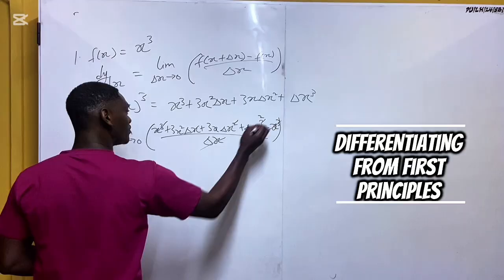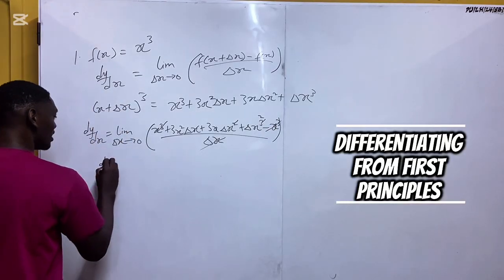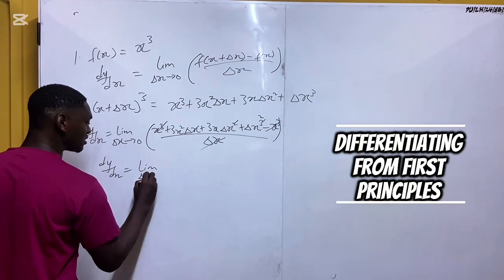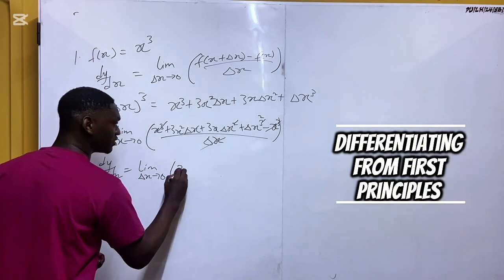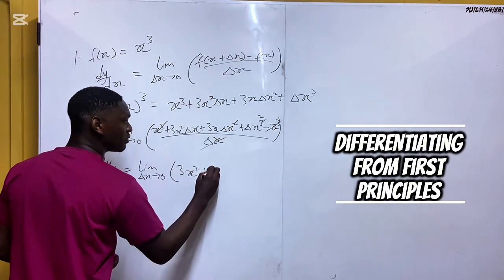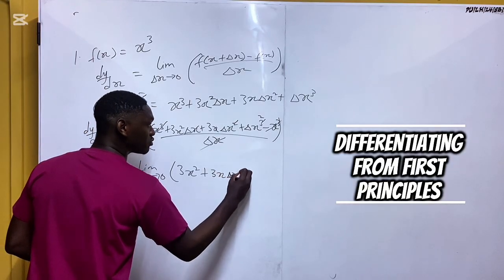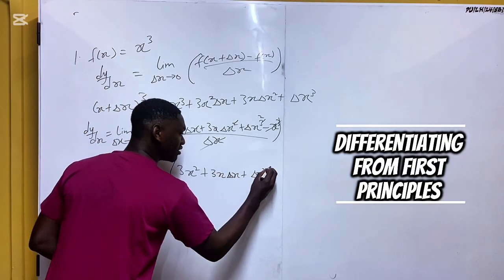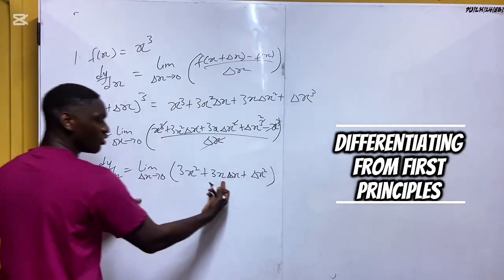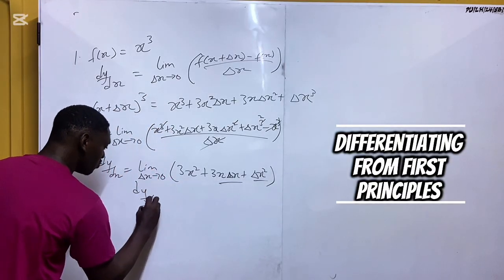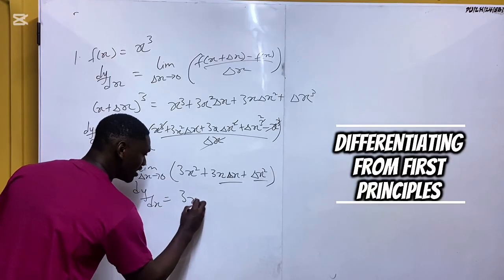So that we get dy over dx to be the limit as change in x approaches 0 of 3x squared plus 3x change in x plus change in x squared. And if change in x is approaching 0, these two tend to 0. So we have dy over dx equals 3x squared.